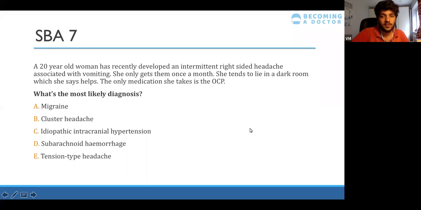Okay, most of you voted, and most of you are correct. This is a really classic description of migraine: one-sided headache associated with vomiting, and she tends to lie in a dark room, which she says helps. There are no risk factors for idiopathic intracranial hypertension like obesity or polycystic ovarian syndrome, and it's not really a typical tension type headache picture.